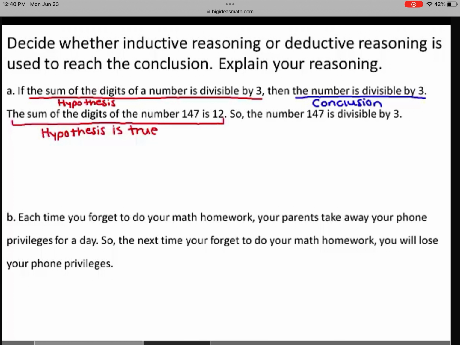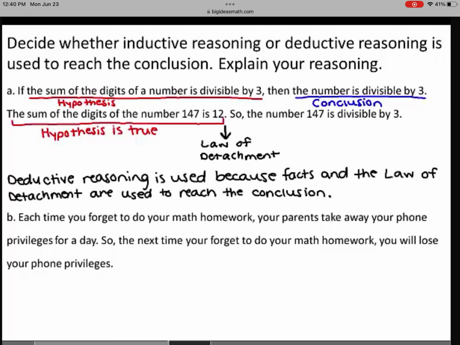because 12 is divisible by 3. Because the hypothesis is true, the third statement goes on to say that the conclusion is true as well, or in this case, that the number 147 is divisible by 3. So, overall, this reasoning reflects the use of the law of detachment. Therefore, deductive reasoning is used because facts and the law of detachment are used to reach the conclusion.